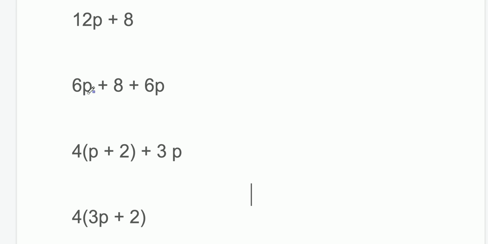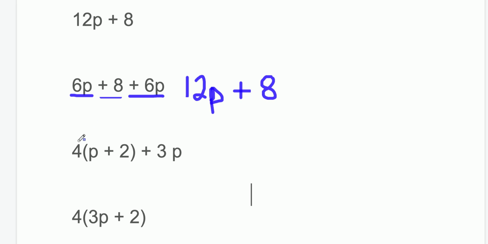This first one, 6p plus 8 plus 6p. I see a 6p and plus 6p. So I can take 6p plus 6p and I get 12p. Then I see plus 8. So 12p plus 8. So these two are equivalent.